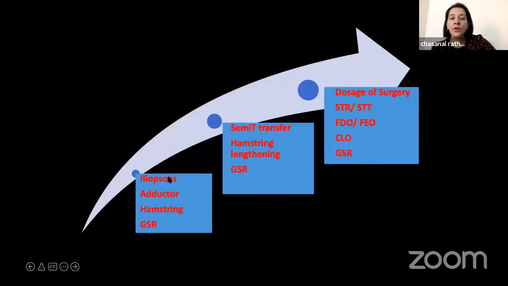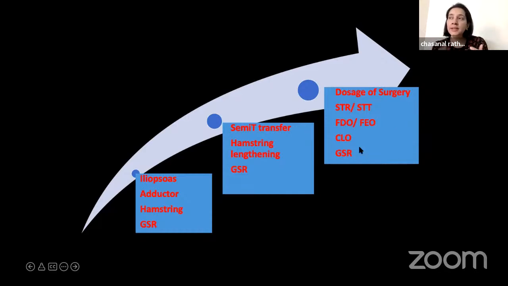Instead of releasing all the psoas, still in some places you would see patients who go to a typical CAM setting have 3-level incisions, one for the psoas adductor, then for the hamstring, and then for the gastro. This is a very old and obsolete technique which mimicked more of polio surgeries. And then we shifted to semi-T transfers, hamstring lengthening and gastrosoleus session. Now we define the dosage of surgeries, which is a combination of soft tissue as well as bony procedures, and they are done in a go.